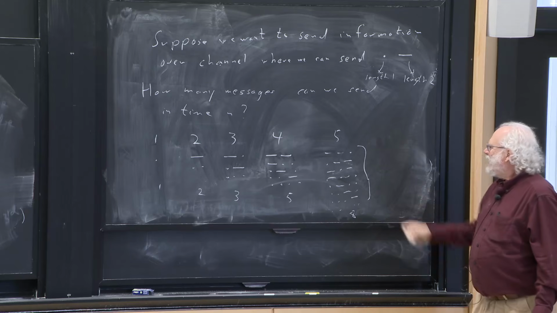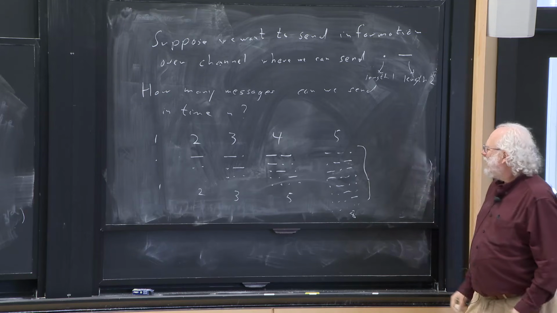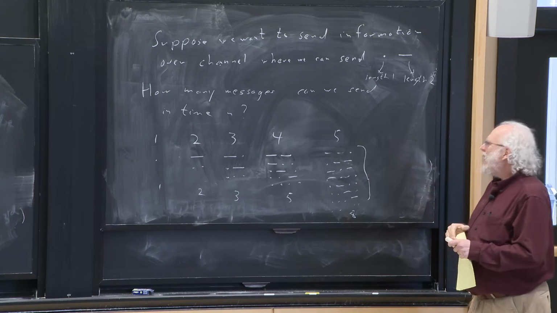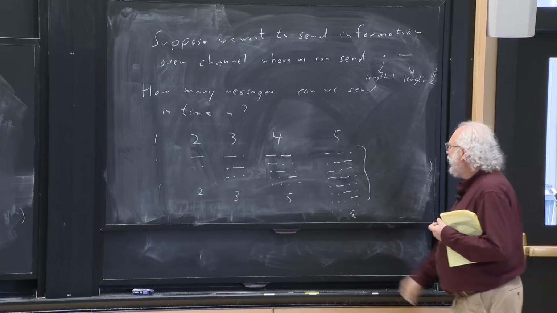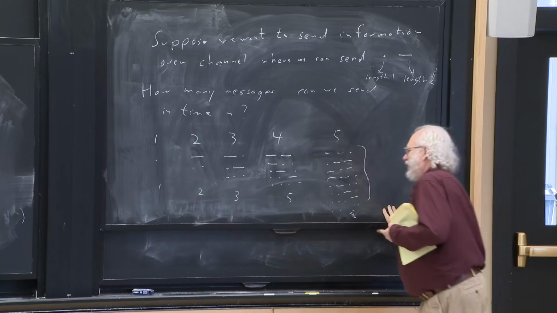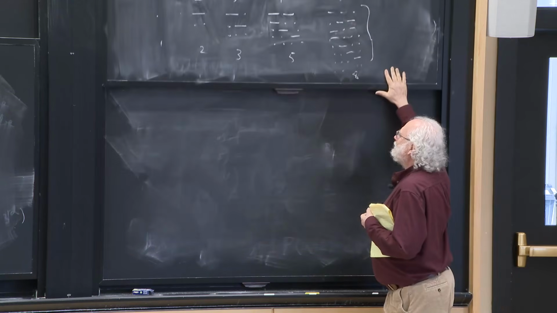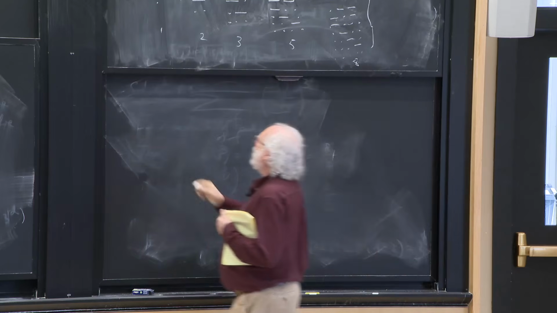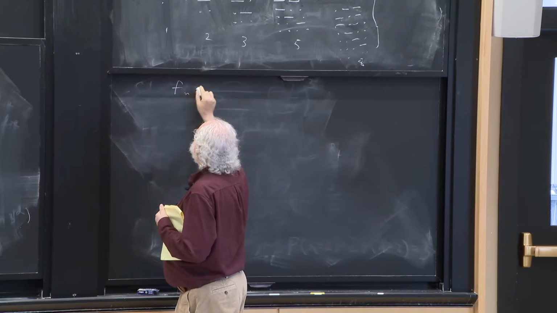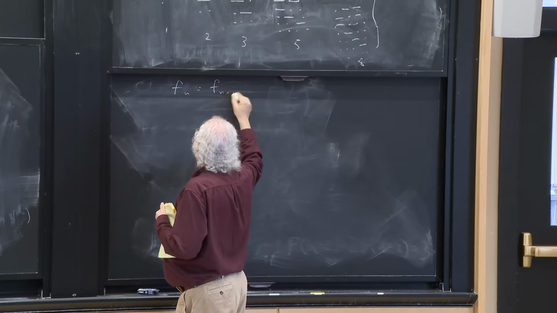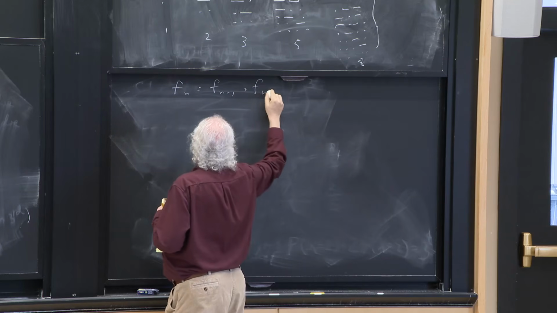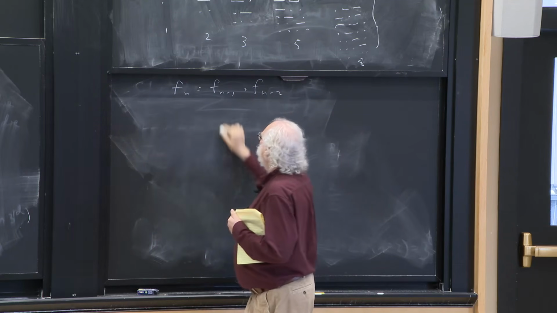Fibonacci numbers, yeah. So we get the Fibonacci numbers. And actually, there's a very easy way to prove that we get the Fibonacci numbers. I want to claim f sub n equals f sub n minus 1 plus f sub n minus 2.